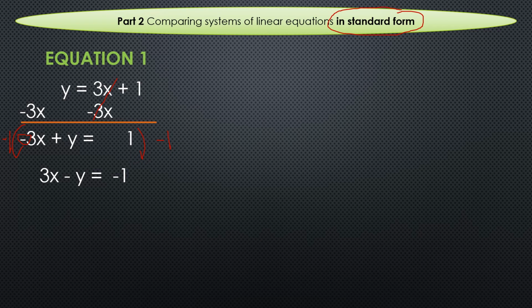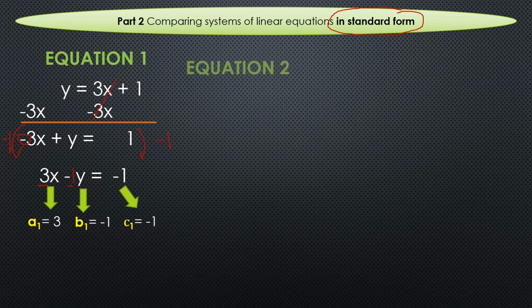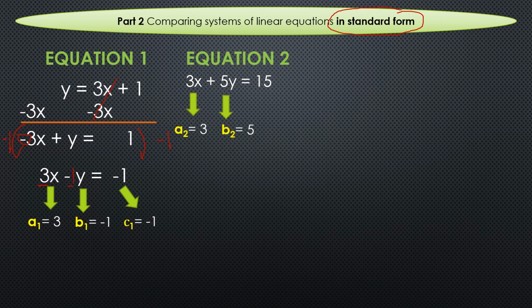Now determine your a sub 1, b sub 1, and c sub 1. We use sub 1 because the equation is the first equation, or equation number 1. So a sub 1 here is 3. That is the numerical coefficient of x. B sub 1 is negative 1. So that is the numerical coefficient of y. And then we have c sub 1, that is negative 1. Next, for equation 2, we have 3x plus 5y equals 15. This is already in standard form. So all we have to do is determine our a sub 2, b sub 2, and c sub 2. So a sub 2 is positive 3. B sub 2 is positive 5, and c sub 2 is 15.